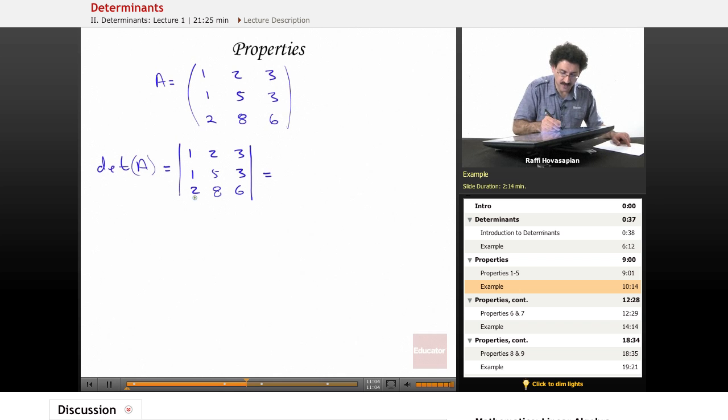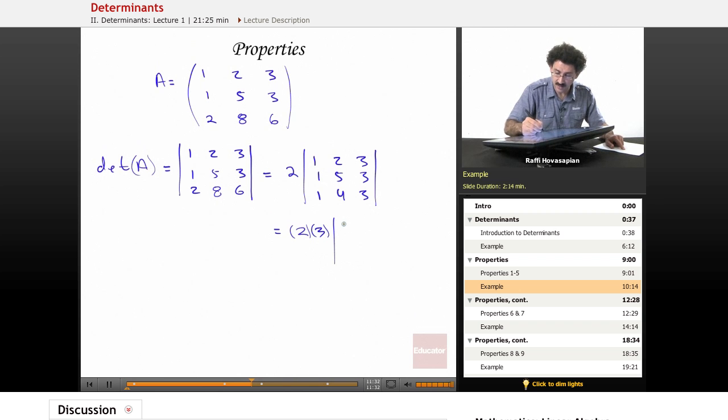That's equal to, so notice this is 2, 8, 6. You can divide this by 2, which means I can actually factor out a 2 from here. So I'm going to put a 2, and I leave the other rows the same. 1, 5, 3, and this becomes 1, 4, 3. Okay. I can factor out a 3 here too. So I have 2 times 3, 1, 2, 1. I can factor out a 3 from this column. 1, 5, 1, 1, 4, 1.